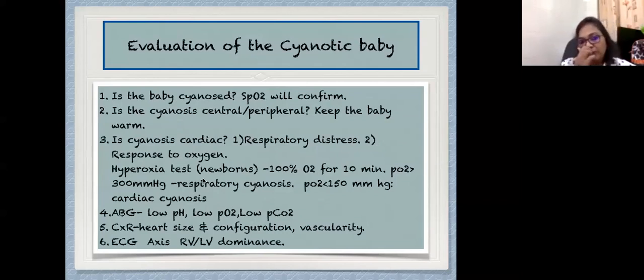Third is a difficult question. Is the cyanosis cardiac or respiratory? So generally, as I said, if there is associated respiratory distress, it could be respiratory. And then you can see the response to oxygen, which you all know, the hyperoxia test in newborns. And sometimes ABG can give you some clues. The X-ray and ECG can give you some clues regarding underlying heart disease when a baby presents with cyanosis.